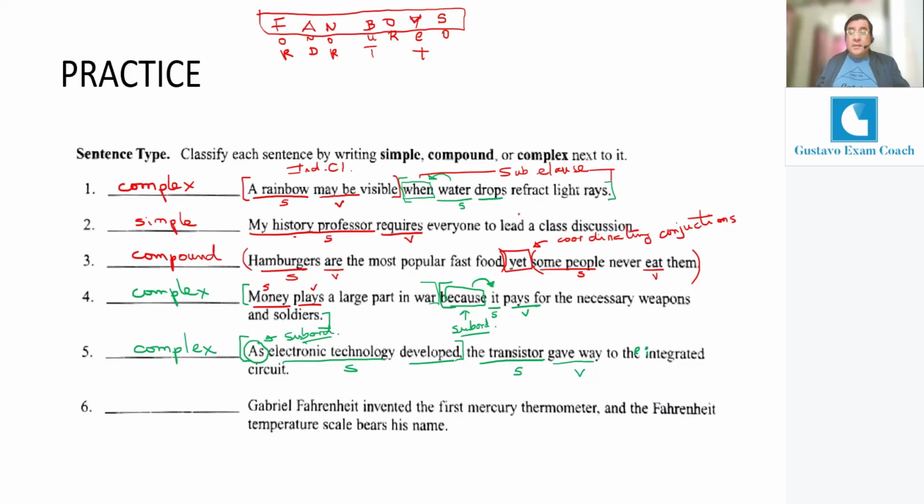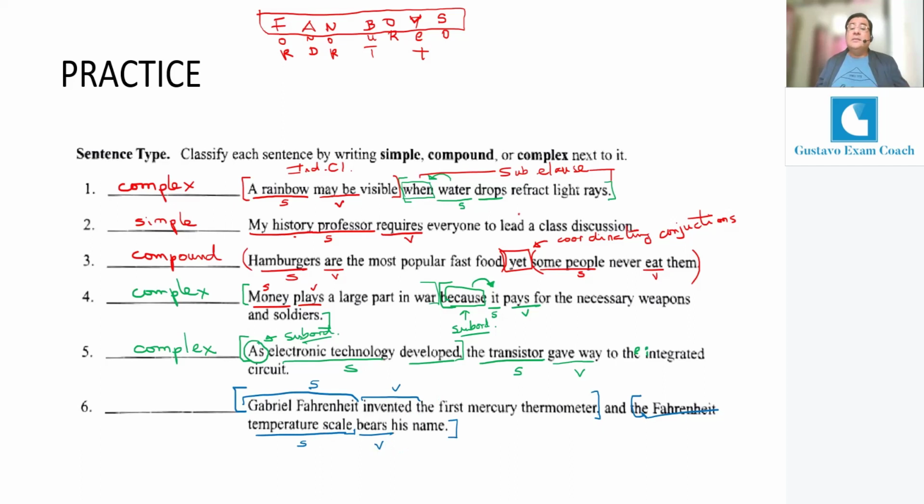So we see that there is Gabriel Fahrenheit as the subject of a first independent clause, with the conjugated verb invented. We can notice this is one independent clause with a full thought by itself. We have another one here: the Fahrenheit temperature scale bears his name. What's the subject here? The Fahrenheit temperature scale. All of it is the subject of our second independent clause, and bears is the conjugated verb.